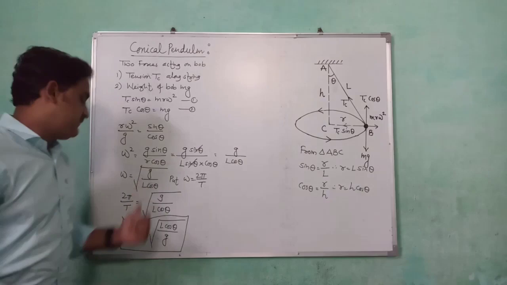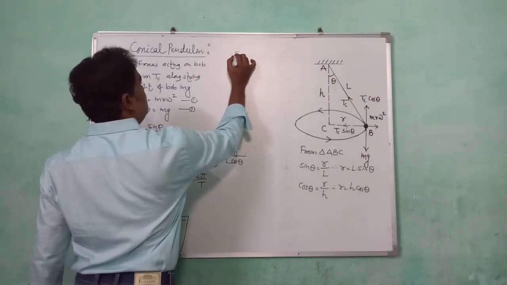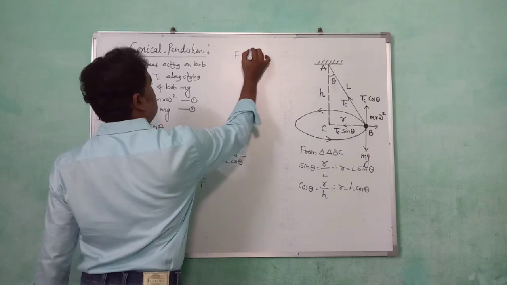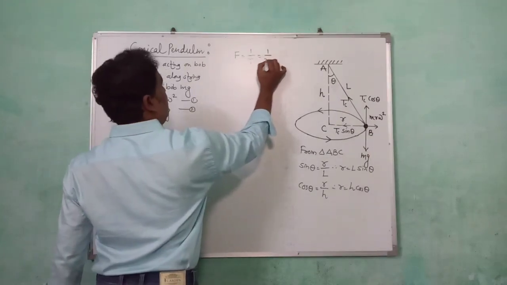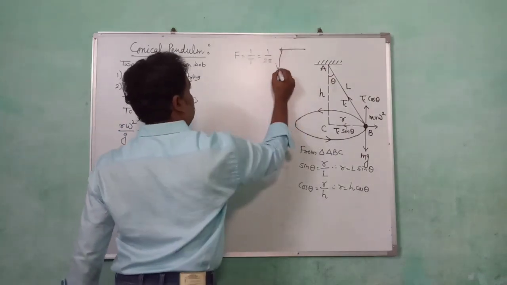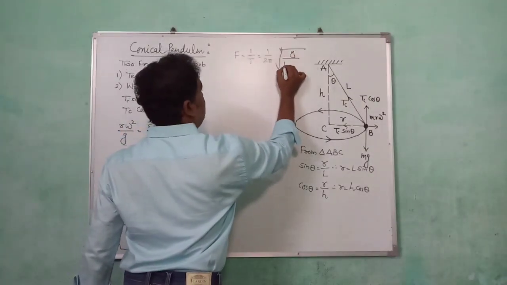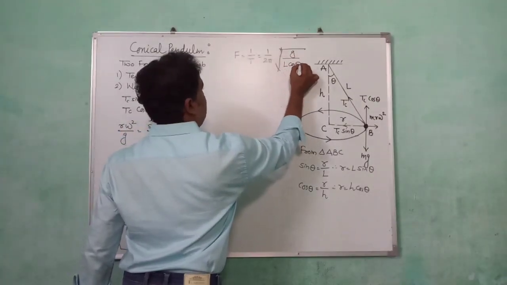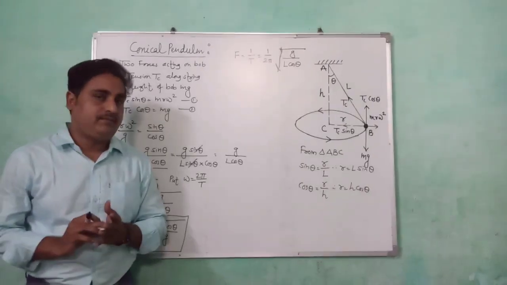Now what would be the frequency? The frequency is the reciprocal of the period. So we can write the frequency as 1 by 2 pi under root of g upon L cos theta. So this is about the period and frequency of the conical pendulum.